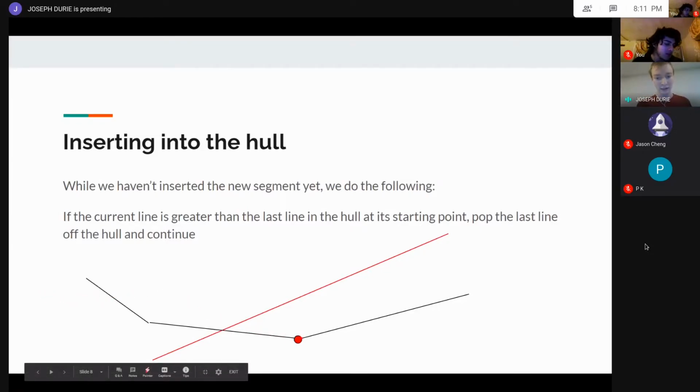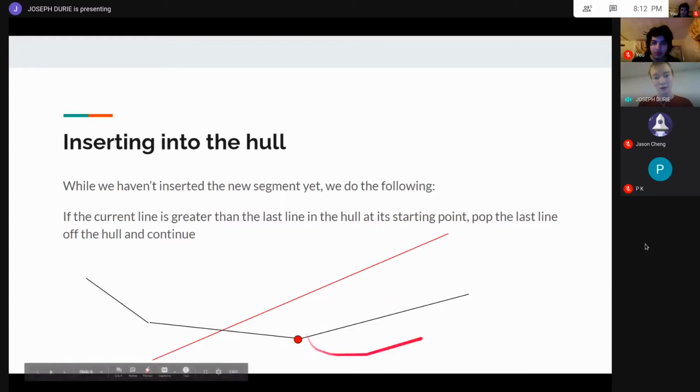So if the current line is bigger than the last line in the hull, so like in this case, what we want to do is we just completely get rid of this line. Because notice that this line is never going to be useful to us, because once we add this line here that's above it at this point, this line has a slope that is at least as big as this one. So the distance between these lines could stay the same if they're parallel, but it could also just get bigger. There's no way this line will ever overtake this one. So we can just throw it out, essentially.